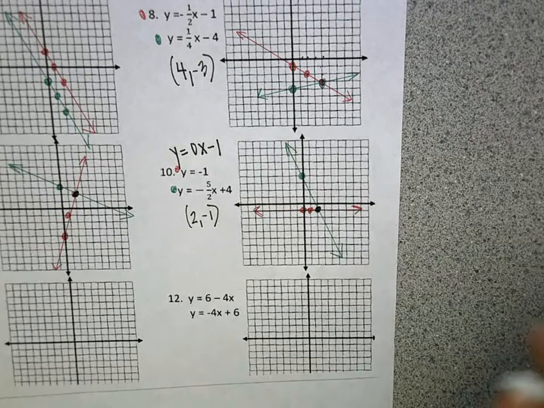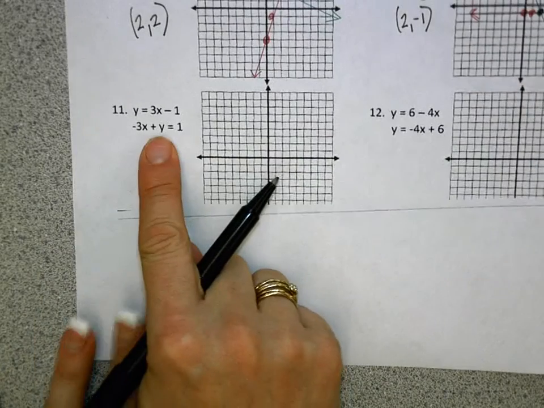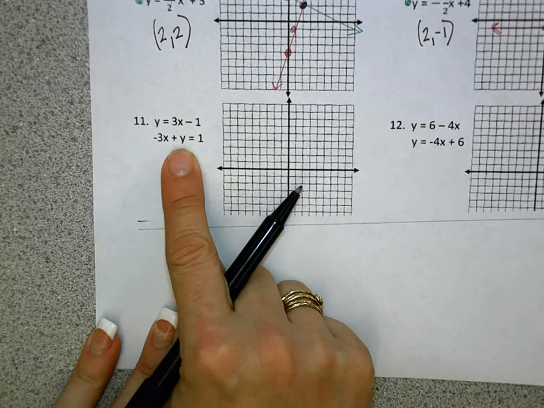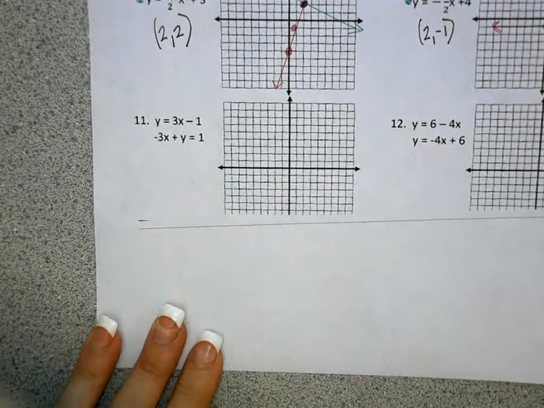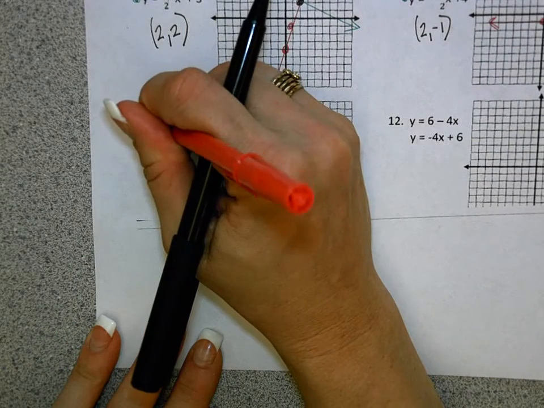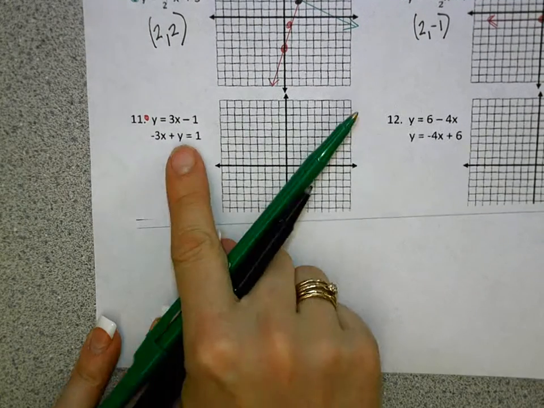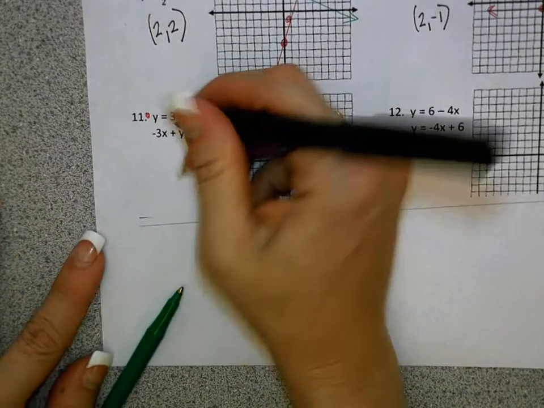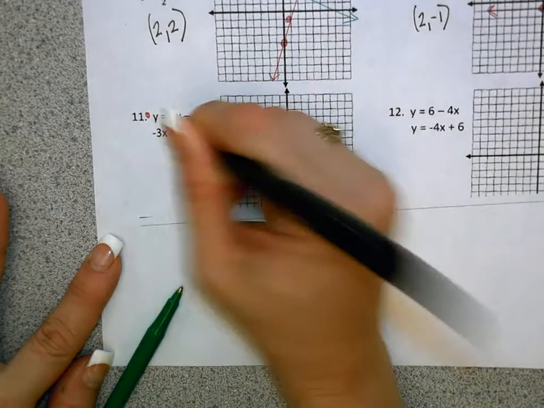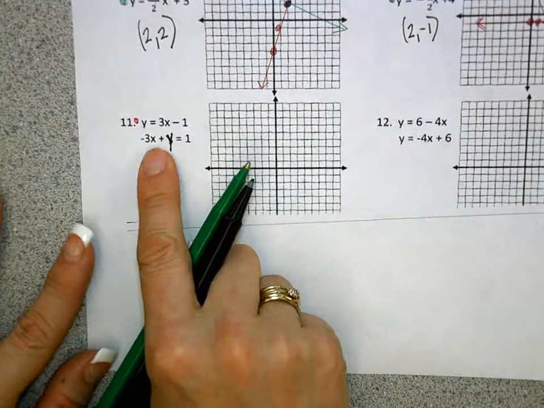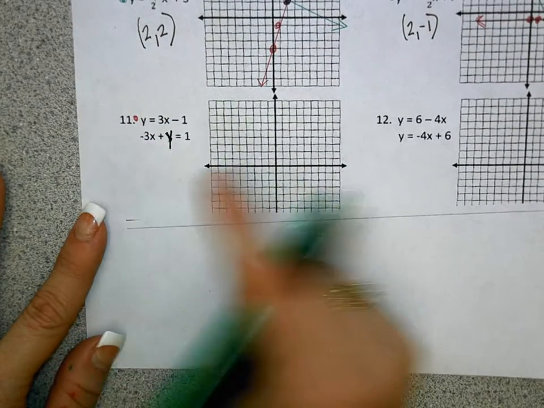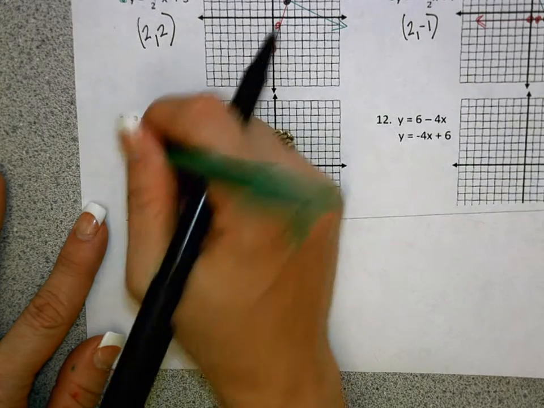Almost done. We have 2 more. Here, y equals 3x minus 1. That one's fine. But what's wrong with this other equation? It's not in y equals mx plus b form. How could I get it there? If I want to get y completely by itself, how would I get y by itself? You want to move the 3x. So how do I move it to the other side? You add 3x to both sides.